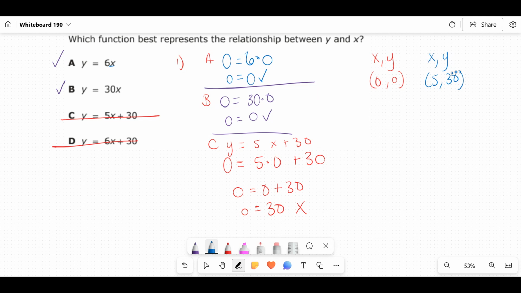They were plugging in 5 and 30 into A and B. One of them works, one of them doesn't work.